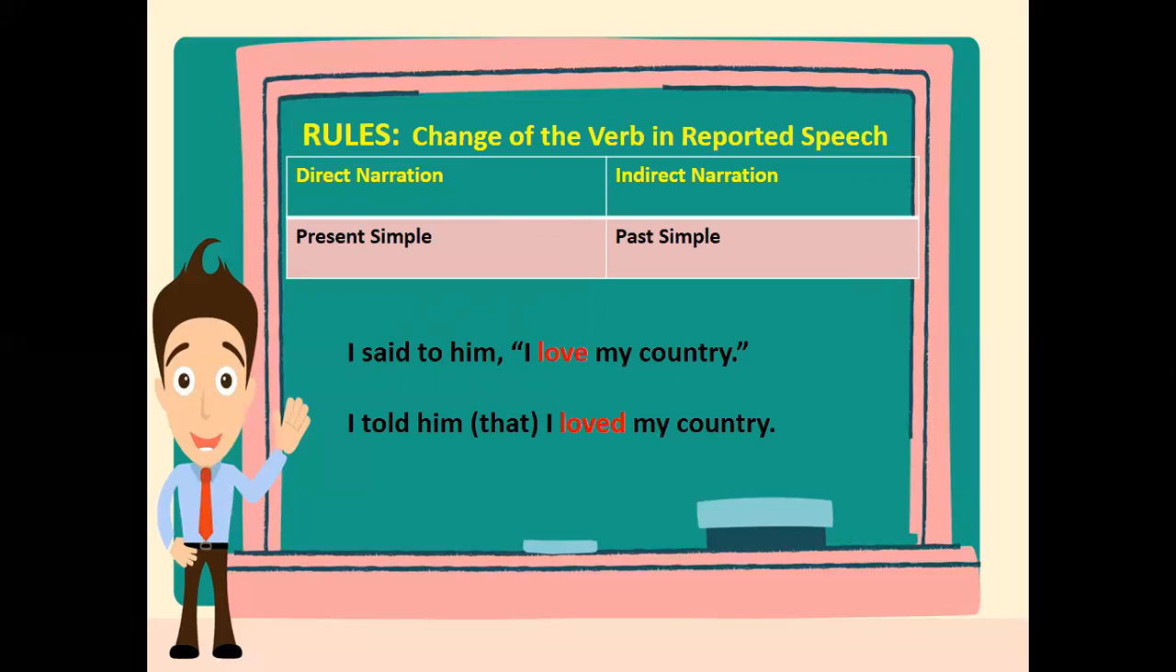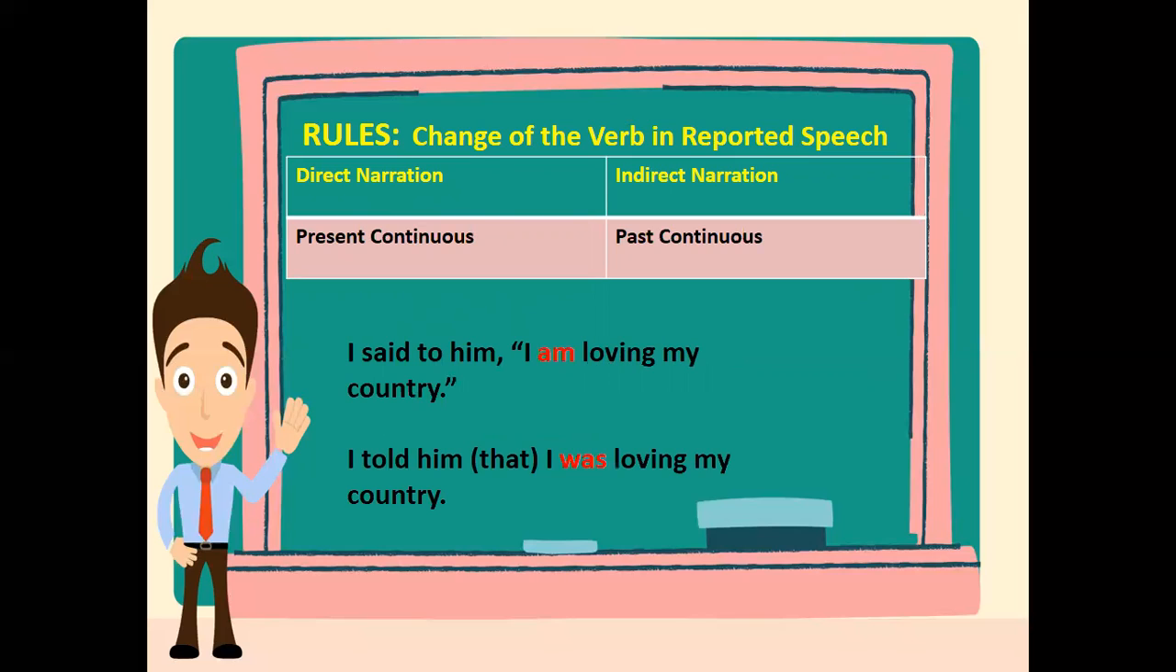Let's see the example. I said to him, I love my country. Love is the present form of the verb, so the tense is present indefinite. We are going to change it into past simple or past indefinite. So it will become: I told him that I loved my country. So the present form changes into the past form. Or if it is negative, then do plus love will be changed into did plus love. So present simple always changes into past simple. Now see the second change.